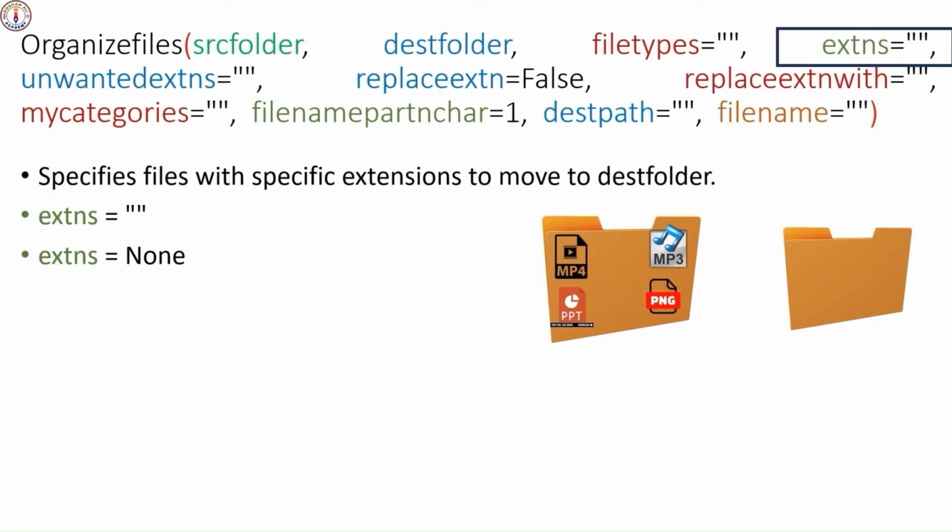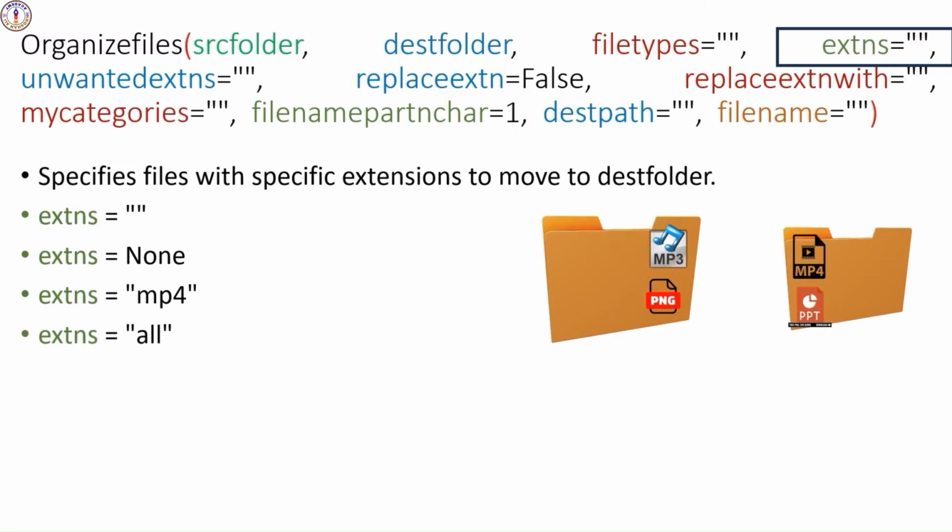If you want to move only MP4 files, then its value must be MP4, provided file types is empty. If file type is video, then just typing MP4 will have no effect. You must keep file types empty if you want to move only MP4 videos. If you want to move all the files, its value must be all. Putting all in either or both parameters will move all files.